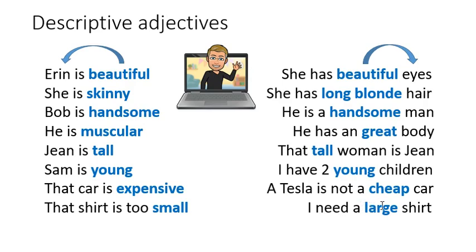The last sentence, I need a large shirt. The adjective large describes the noun shirt. Okay, so how is the shirt? Large. So large shirt. Have you noticed here, in this column, that the adjectives beautiful, blonde, handsome, great, tall, young, cheap, and large, they always precede the nouns here. And that's the rule in English. So the adjectives precede the nouns that they describe.